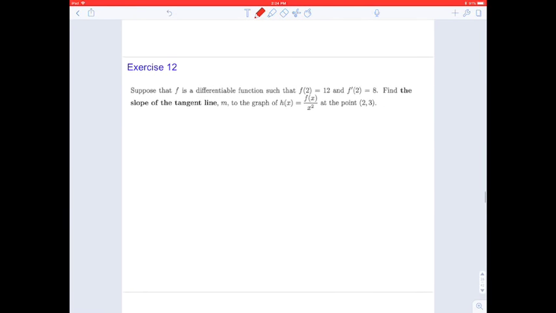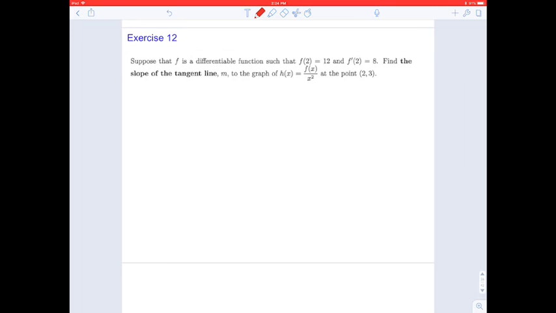Okay, exercise number 12. Suppose that f is a differentiable function such that f of 2 is 12, f prime at 2 is 8. Again, the same question. Find the slope of the tangent line to the graph of h of x, but h of x is defined differently, f of x over x squared at the point 2, 3. That means now we have to practice the quotient rule. Slope is simply the derivative of the function.